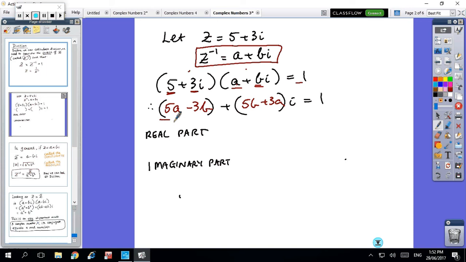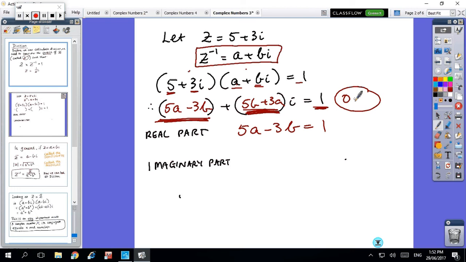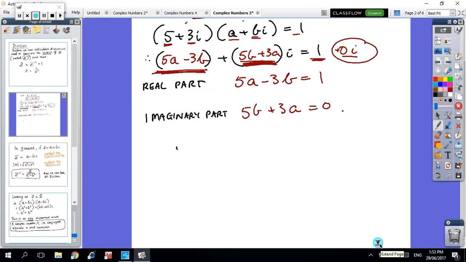Now when I look across, that's a real number, so the real part 5a minus 3b equals 1. Now this is imaginary, but there's no imaginary part, it's like having 0i, so that means that 5b plus 3a equals 0. Now what we're going to do is solve these algebraically, so I'll line them up like we do in simultaneous equations. So 3a plus 5b equals 0. It doesn't matter which one we do.